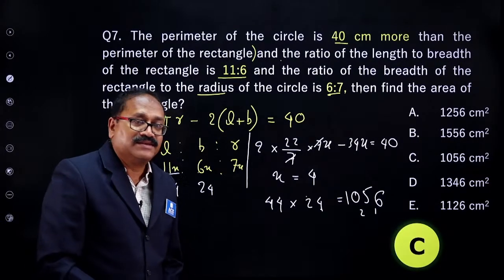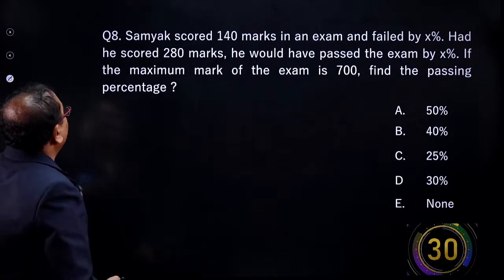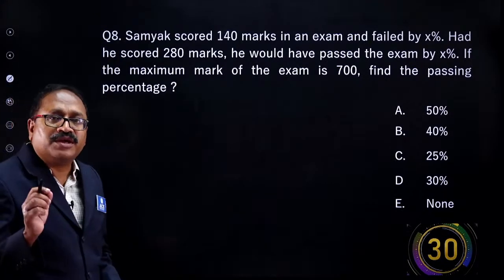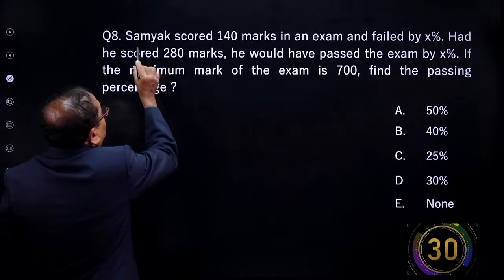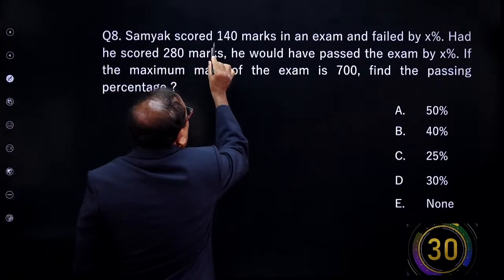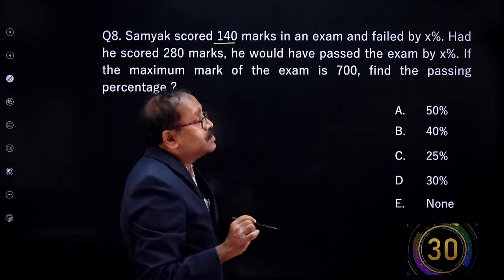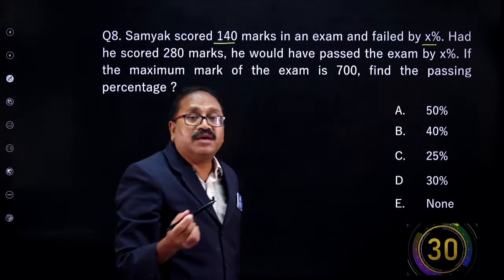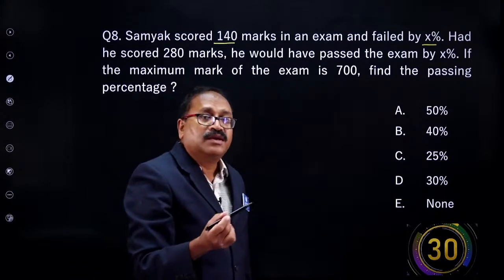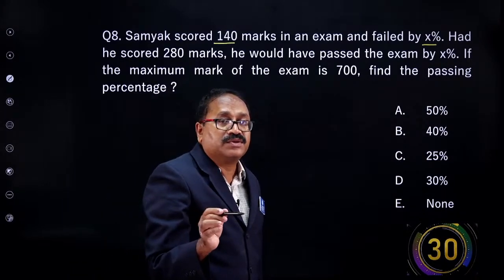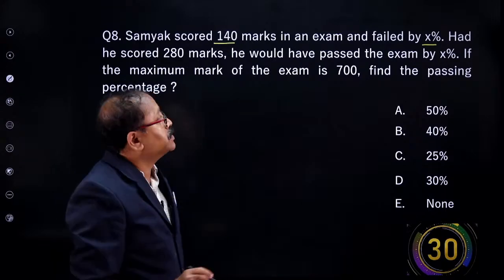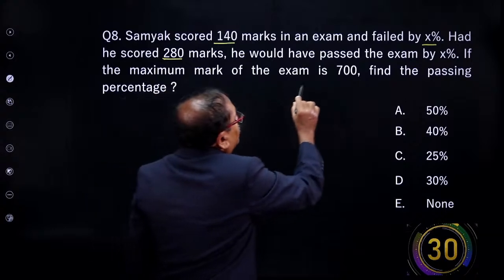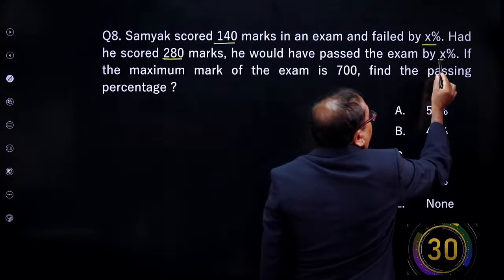चलिए, हाँ, ये क्वेश्चन है. और एक छोटे से सिंपल इक्वेशन बोलते हैं एक्चुअली ये सारा, that is Samyak scored 140 marks in the exam and failed by X%. It's really a beautiful question. You will learn something in the process of solving this question. He is failed by X%. Had he scored 280 marks, he would have been passed by X%.